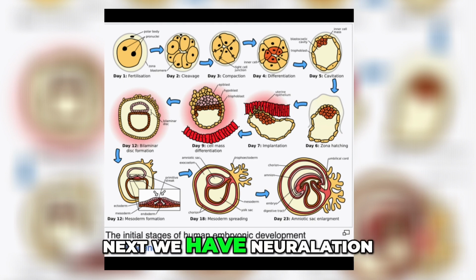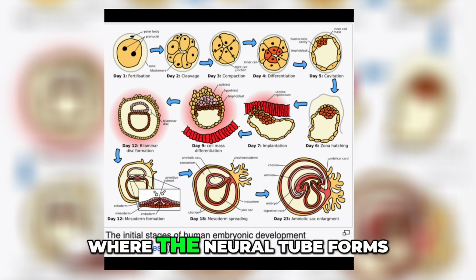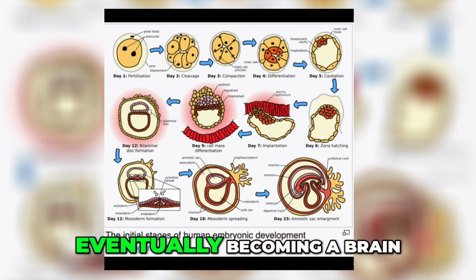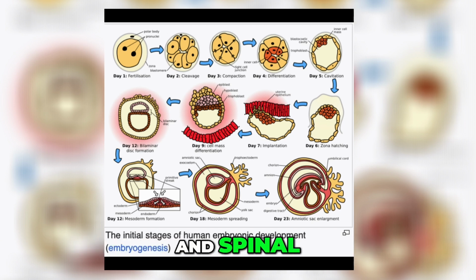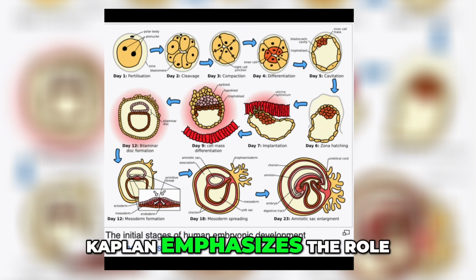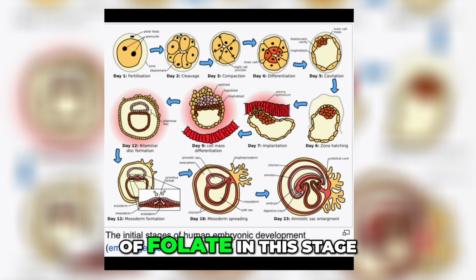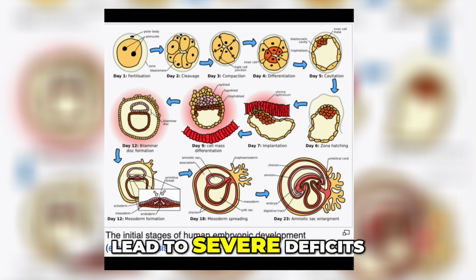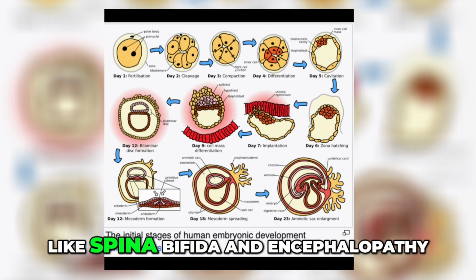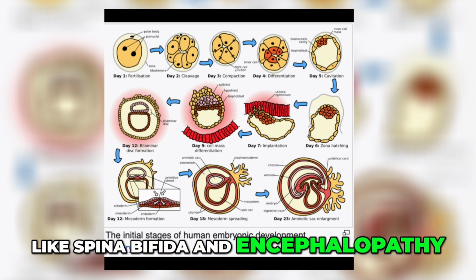Alright, next we have neurulation, where the neural tube forms, eventually becoming a brain and spinal cord. Kaplan emphasizes the role of folate in this stage, as a deficiency can lead to severe deficits like spina bifida and encephalopathy.